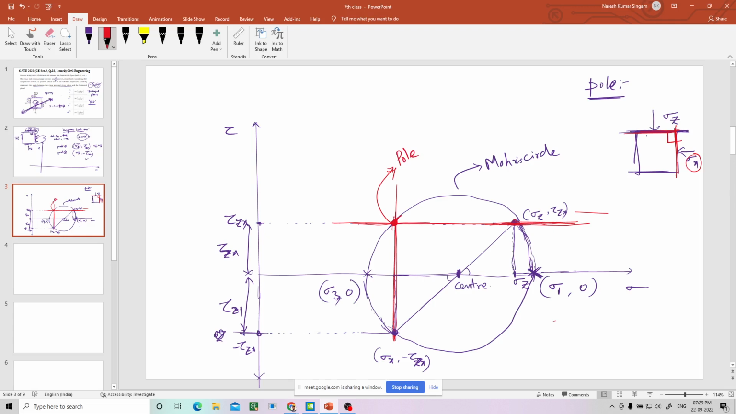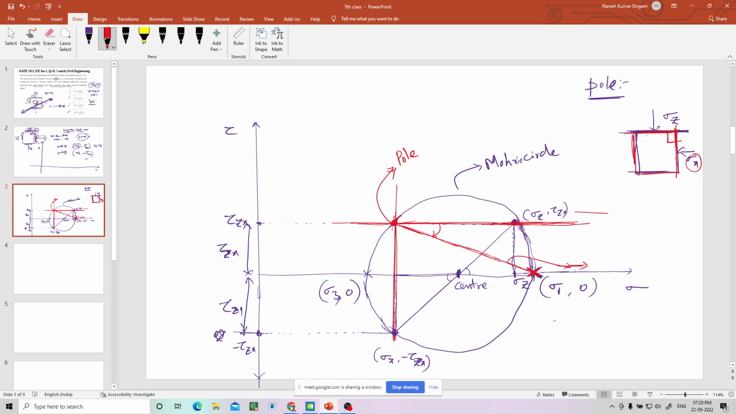Now the pole concept is used to know the angles of any plane. Suppose this is sigma 1, right? If you connect the pole and sigma 1 with respect to the given element, this is the angle between the horizontal plane and the major principal plane. So what is this line? This line connects the pole and the major principal stress. That means this is the major plane. That is the concept of pole.